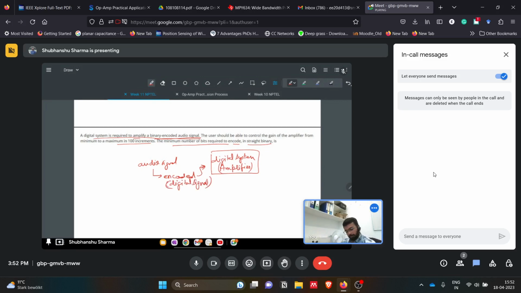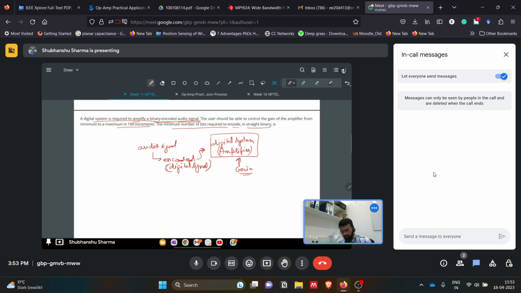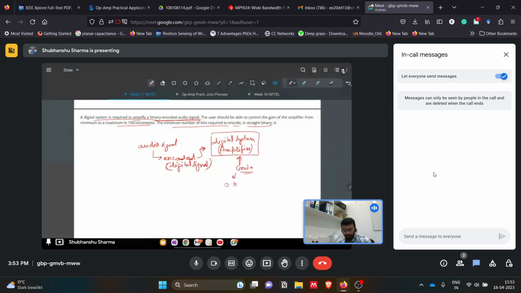So the user should be able to control the gain of the amplifier. Here there is some gain, and the user has to control it from the minimum to maximum. This gain is in 100 increments, like 0, 1, 2, 3, and so on. He or she can increase this gain. They are asking for the minimum number of bits required to encode in straight binary.